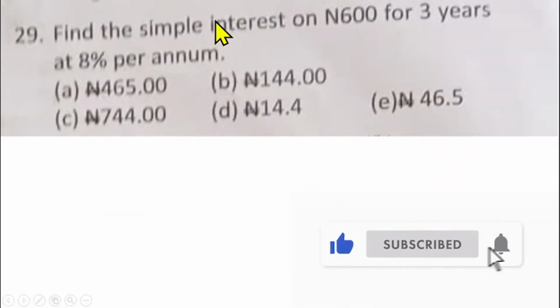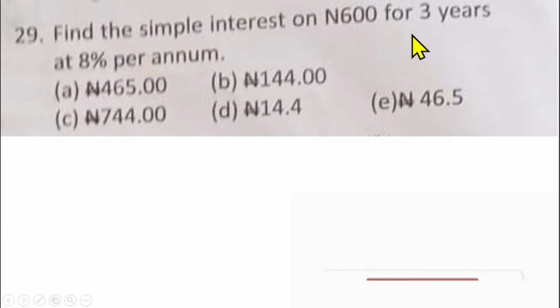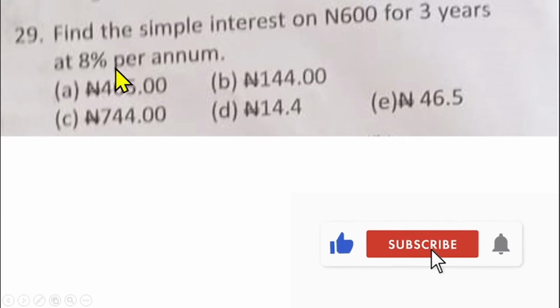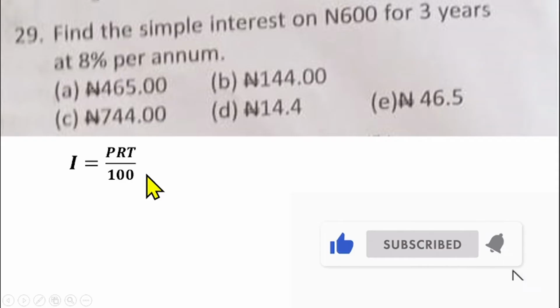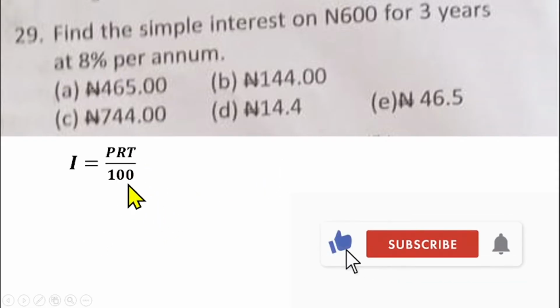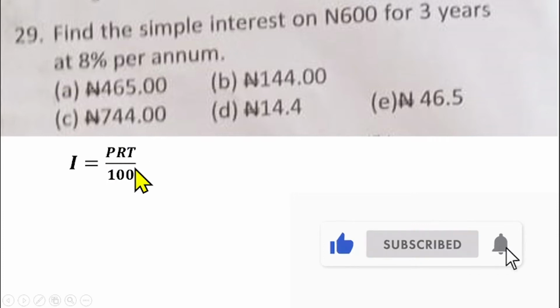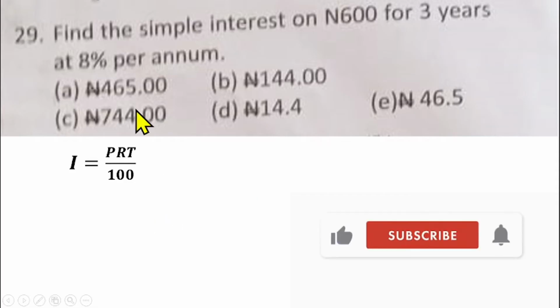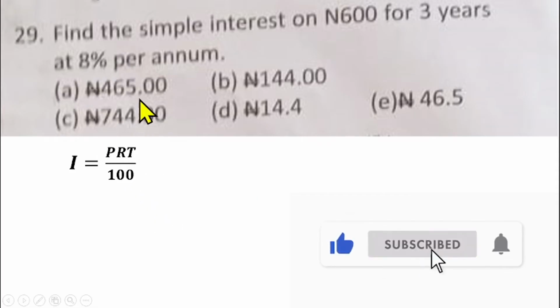Question number 29 is from simple interest. You have to find the simple interest on 600 for 3 years at 8% per annum. We know that simple interest is PRT over 100, where P is the principal, R is the rate, and T is time. So the principal is 600, the time is 3 years, and the rate is 8 per annum.